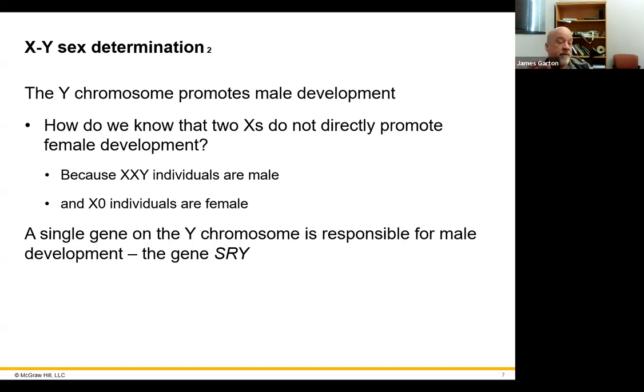One piece of evidence is that you can have individuals that are XXY and they develop male, and you can have individuals that are X nothing and they develop as female. And it turns out there's a little region on the Y chromosome that is responsible for this decision that is made.